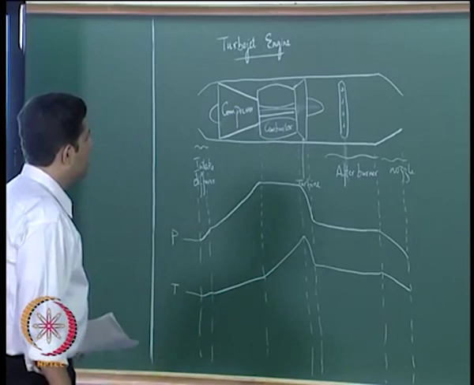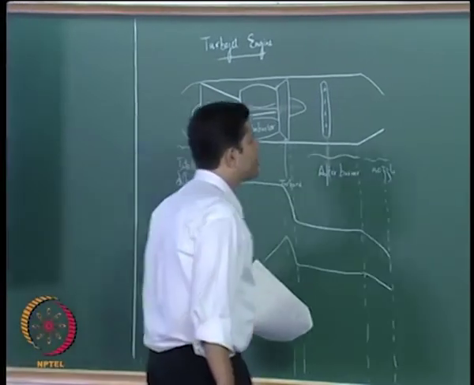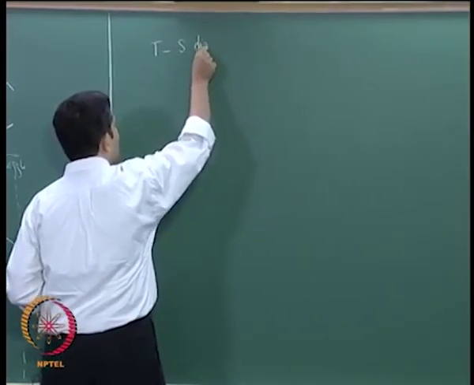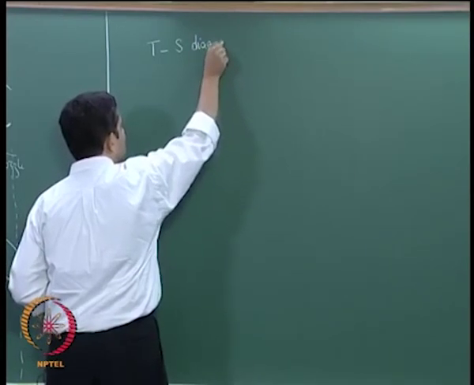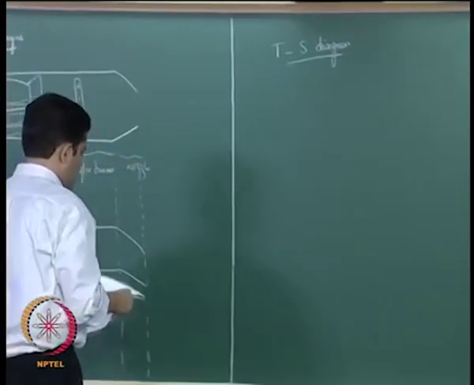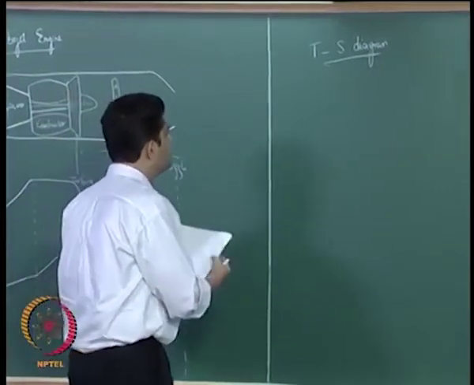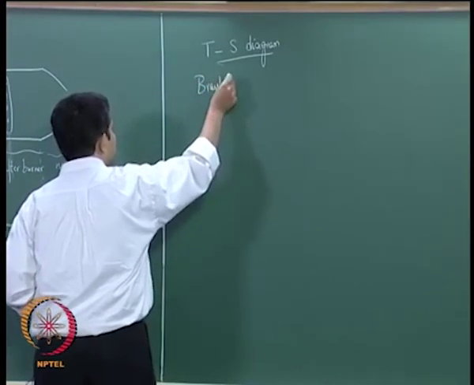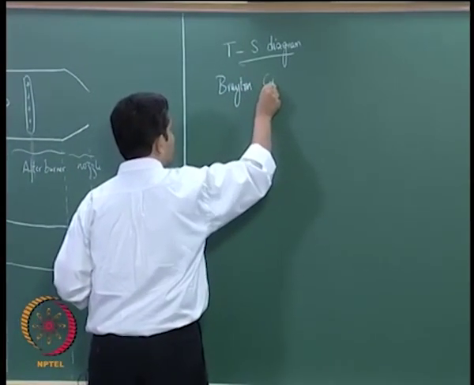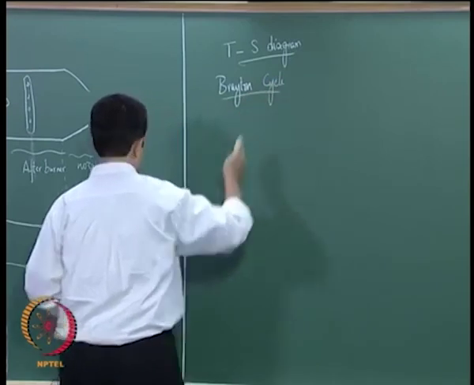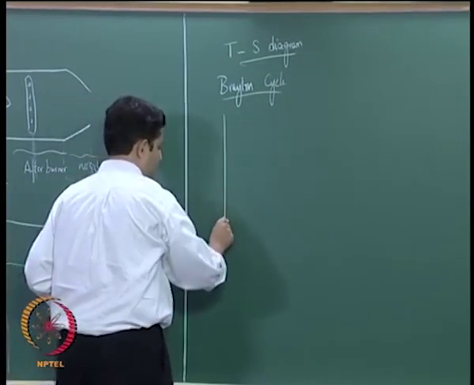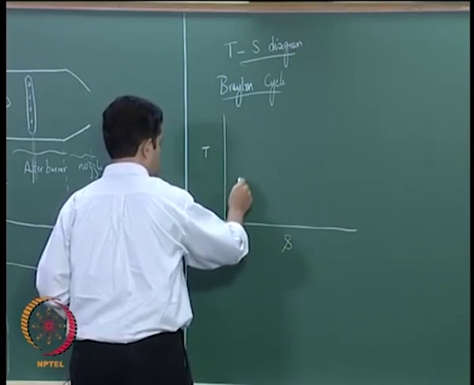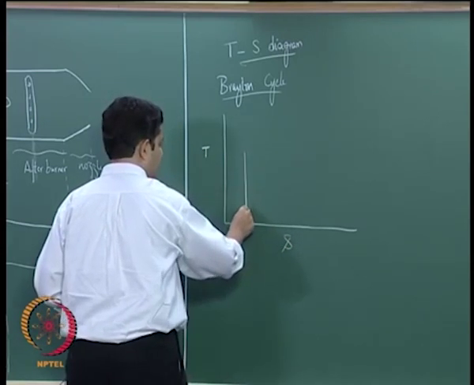Now if we were to convert this information into what is known as a TS diagram, it looks something similar to what you might already be aware of, a Brayton cycle. Gas turbine engines or turbojet engines follow the Brayton cycle. On a TS diagram, firstly let us look at ideal processes.